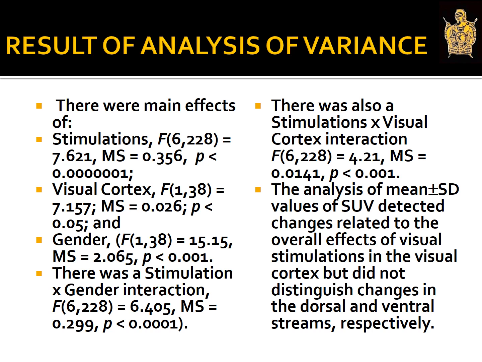We analyzed the SUV values for main effects. There was a main effect of stimulation, there was a main effect of visual cortex, and there was a main effect of gender. There was a stimulation times gender interaction and a stimulation times visual cortex interaction. The analysis of SUV values did not distinguish changes in the dorsal and ventral streams.